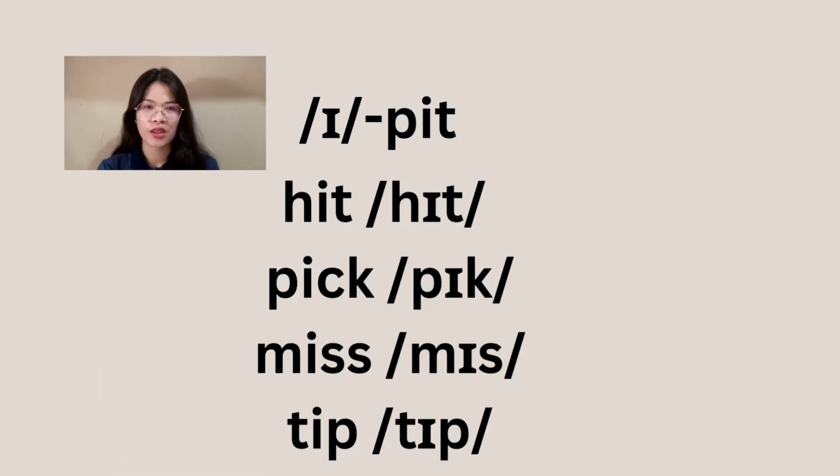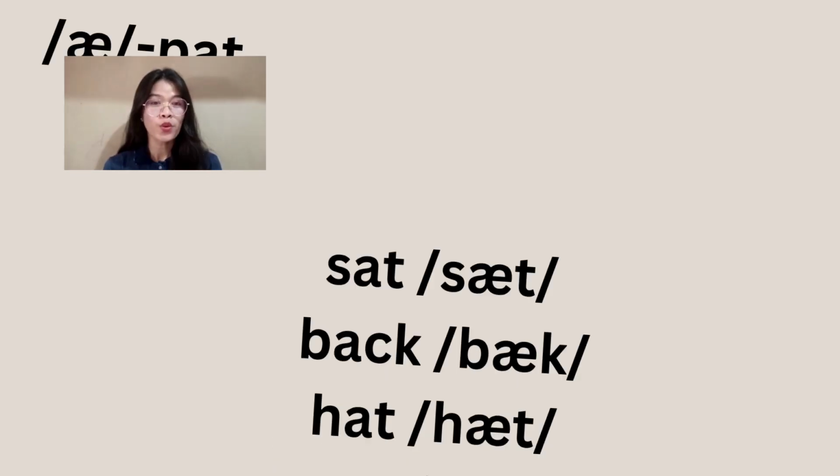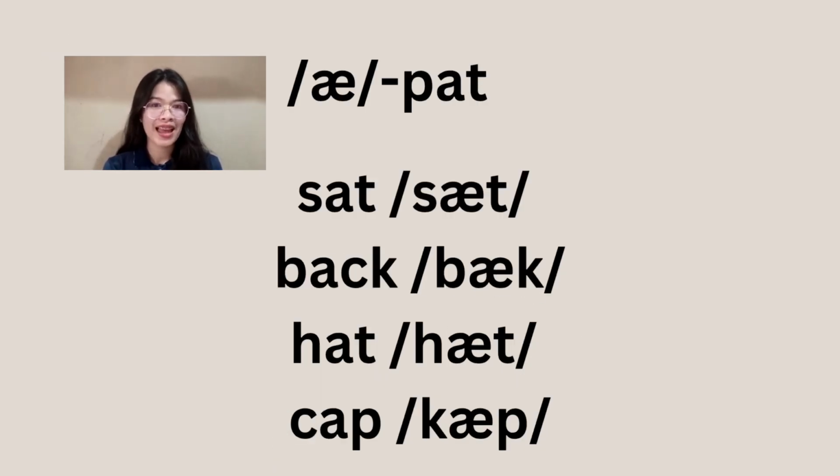Short I sound. So it's like pit, hit, pick, miss, tip. Short E sounds are pet, let, neck, mess, wet. We also have the short sound A, which is like pat, sat, back, hat, cat.